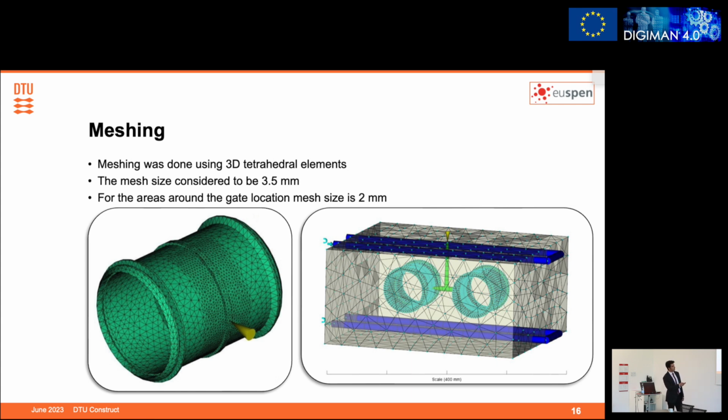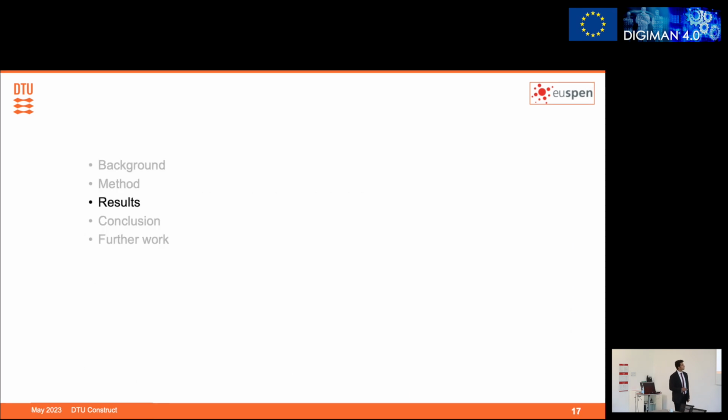As you can see, we have finer mesh in the area around the gate location because it's more sensitive, so we need finer mesh in this area, and we use coarser mesh for the rest of the part because it's not as important as the area around the gate location. This will help us to speed up the simulations. Here you can see the mold block, cooling channels, runner system, and gates created in MoldFlow. The size of the mesh around the gate location was 2 millimeters, while for the rest of the area it was 3.5 millimeters.